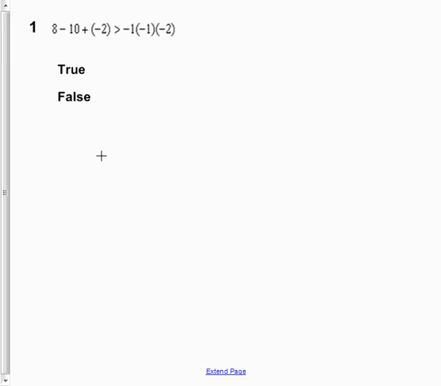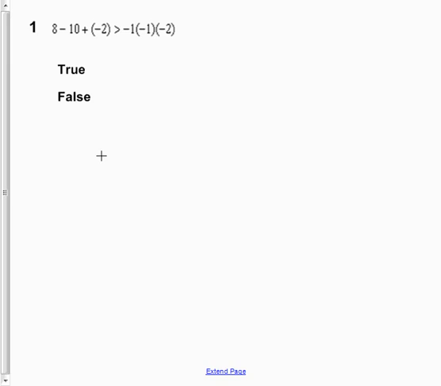Okay, this is the grade 8 review on integers, chapter 8 on integers, grade 8. The first question is a true-false question. It says 8 take away 10 plus negative 2 is a greater number than negative 1 times negative 1 times negative 2. True or false?